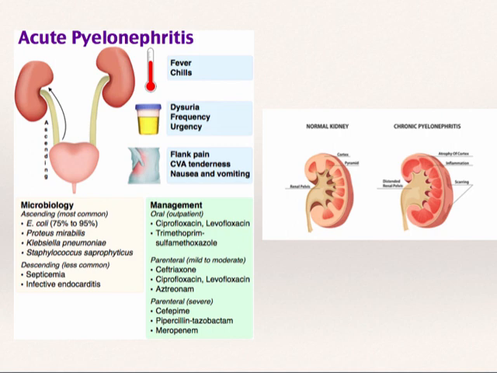With acute pyelonephritis, they're going to have those symptoms of dysuria, urgency. So they still tend to have those bladder symptoms, but they're more severe. They're going to have fever, chills, flank pain. They may have nausea and vomiting with it.